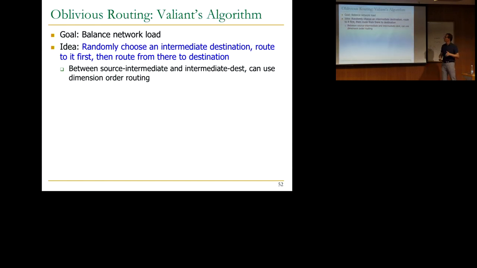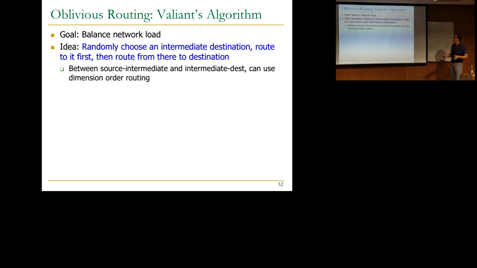Okay, let's go into oblivious routing. Oblivious routing, the classic example of this is Valiant's algorithm, developed by Leslie Valiant. Basically, the goal was to balance the network load. You have this huge network, and you want to balance the load across the network. And the idea is very simple.